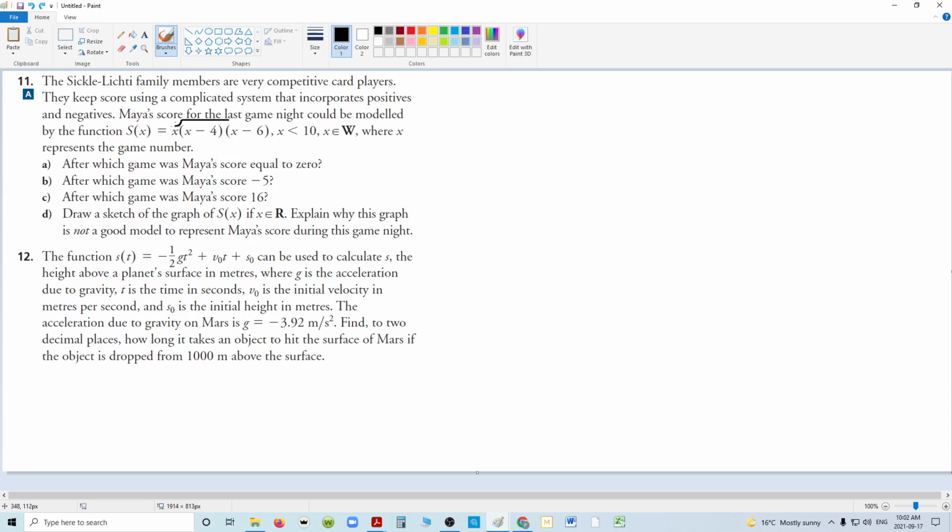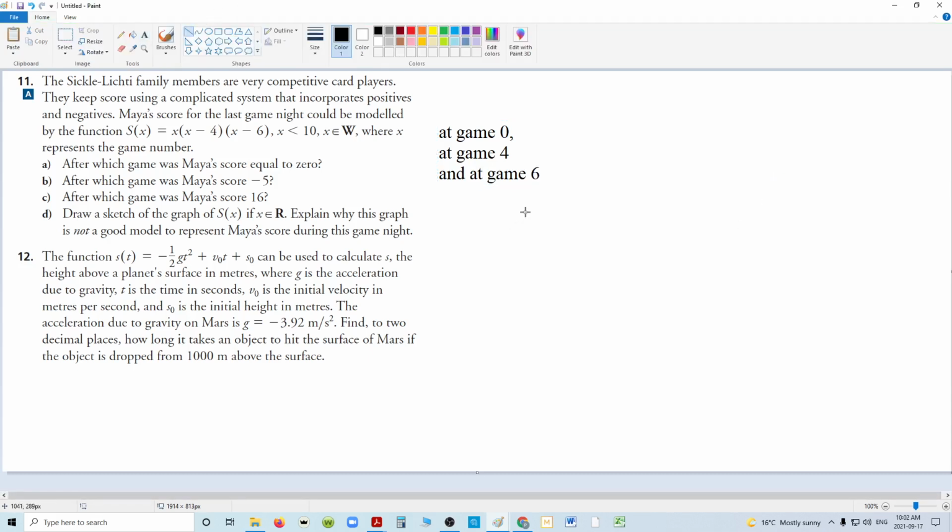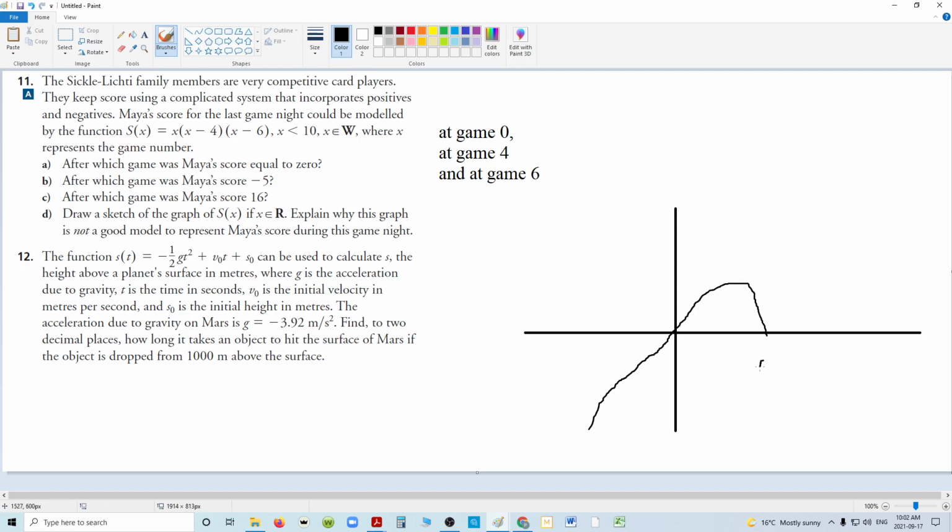Well, that's whenever any of these brackets are 0. So we can see that my score was 0 when x was 0, so at game 0, which makes sense, at game 4 and at game 6. Also be aware that this is a cubic. It's coming up through 0, coming down through 4, and going back up through 6. 0, 4, 0.